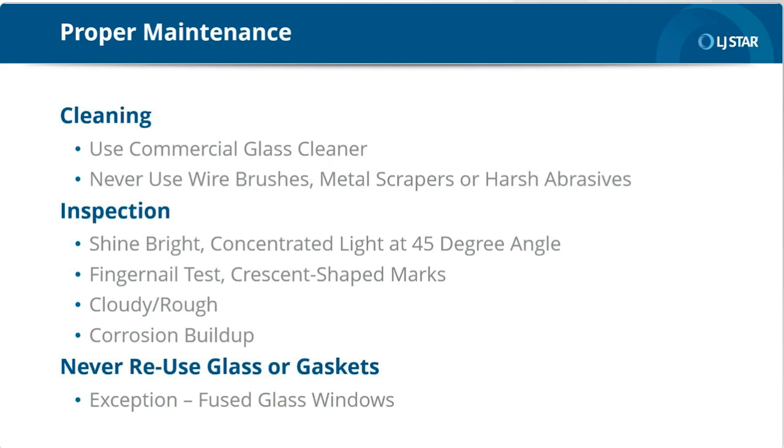Once a conventional sight glass has been removed from its mounting, substitute a new glass disc and gaskets. There is an exception. Sight glass windows which are fused to a metal ring may be reinstalled. This is because the metal ring takes the stress of the mounting rather than the glass.